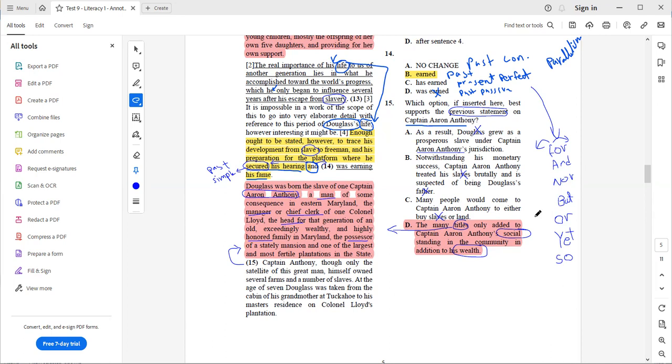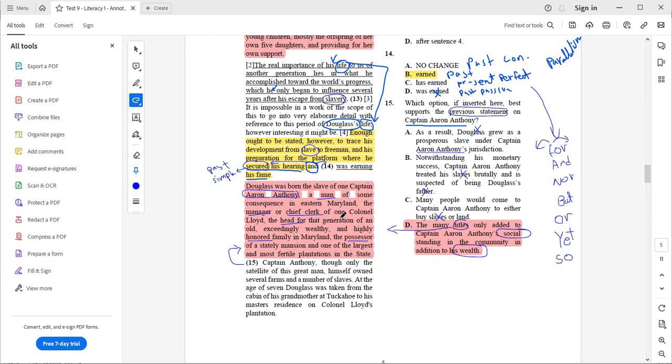Notwithstanding his monetary success, Captain Aaron Anthony treated his slaves brutally and is suspected of being Douglas's father. Wait, here he said that Douglas was born the slave of one captain. And here he talks about this man actually owning a family and helping people. So how are you going to say that he treated the slaves brutally, badly? So this is wrong, right? Yes. Okay, look here. Many people would come to Captain Aaron Anthony to either buy slaves or land.